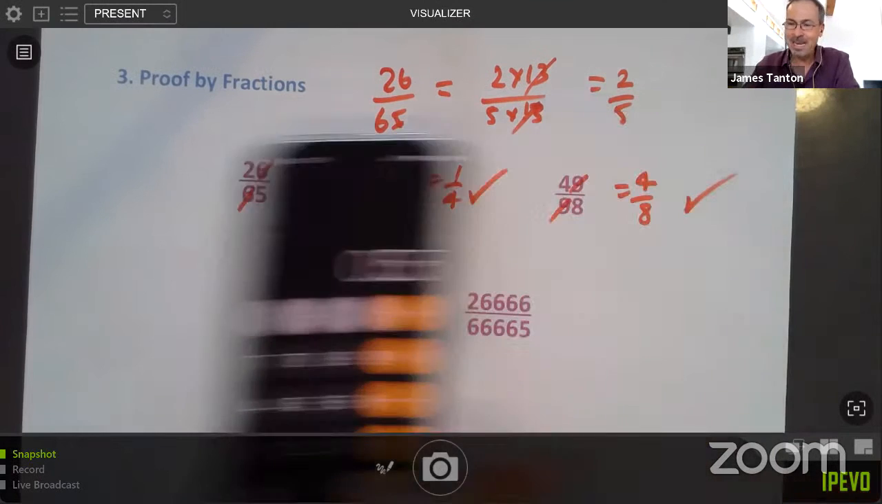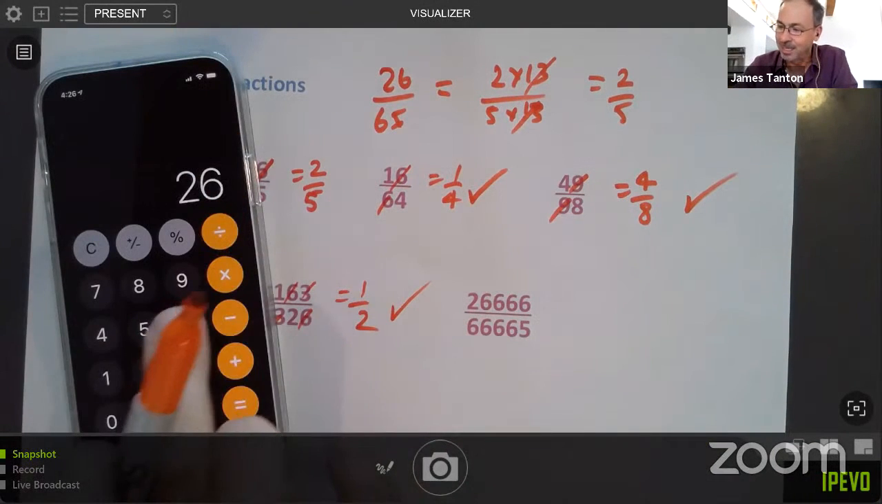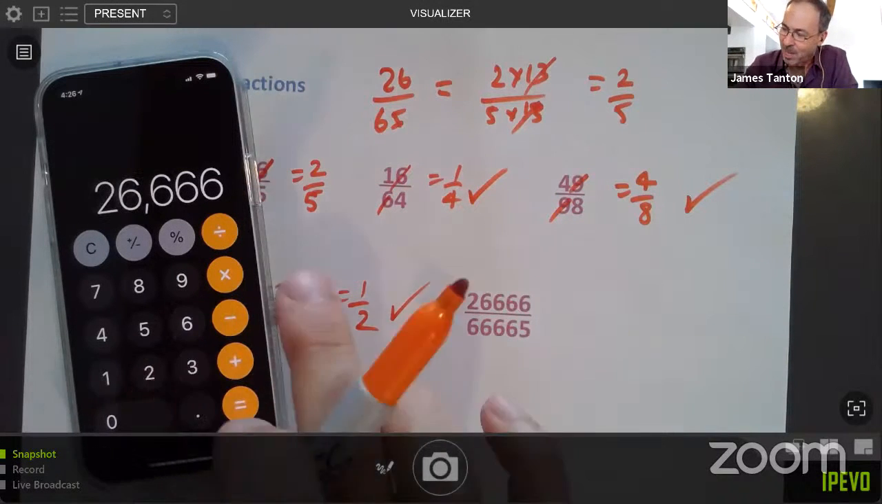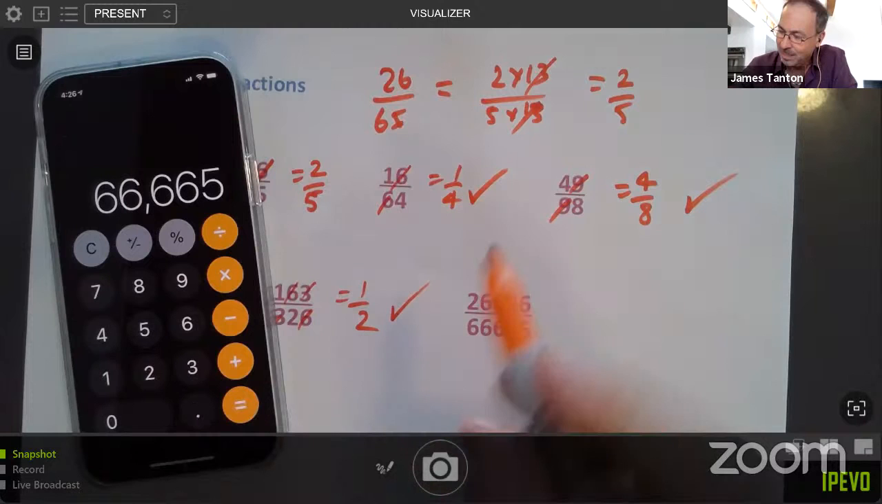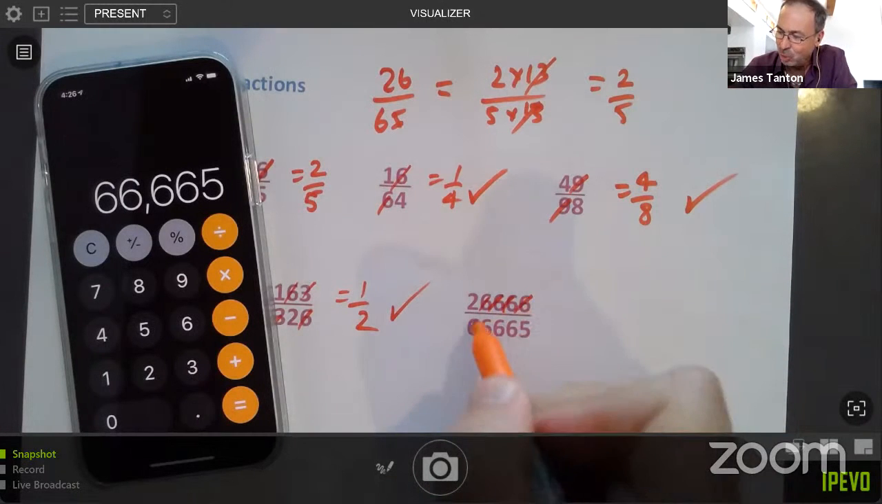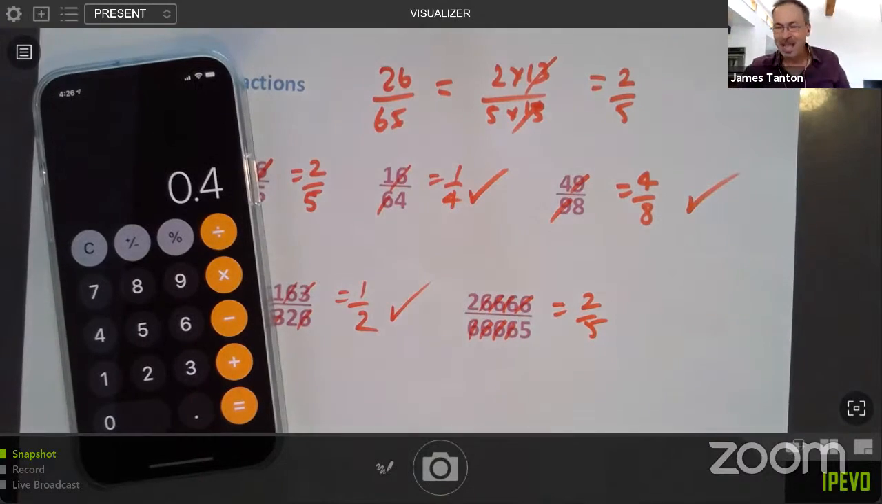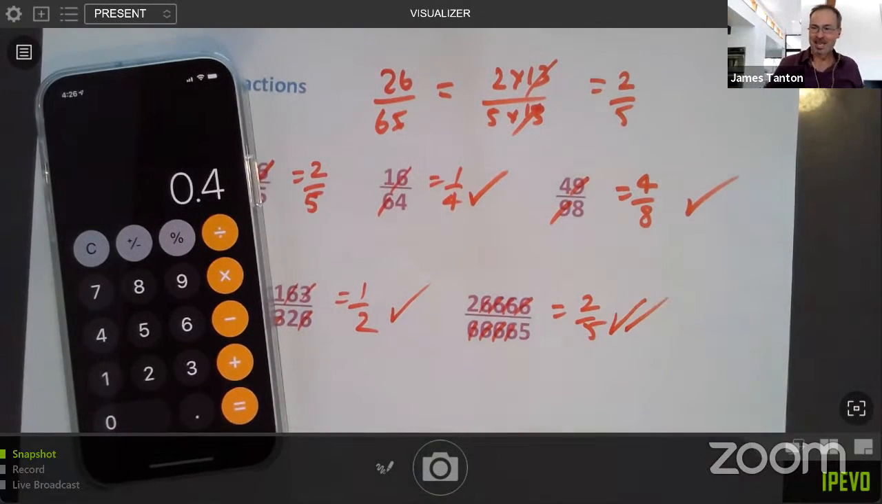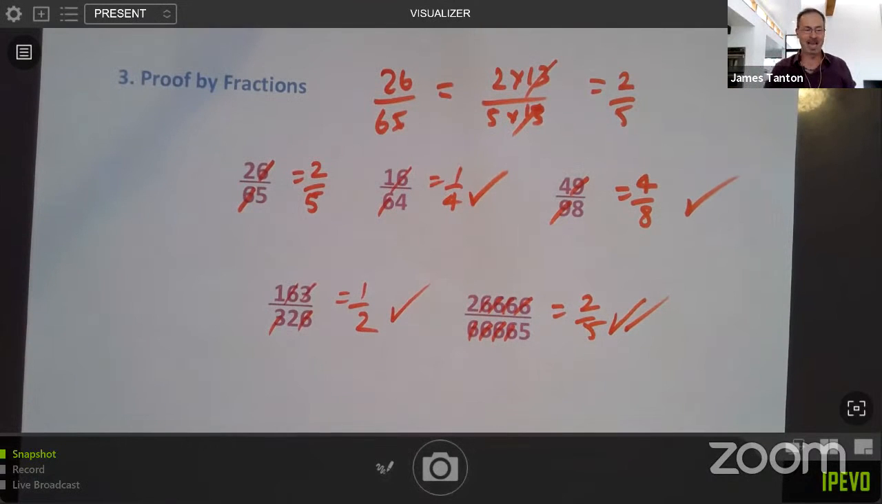Whoa, if you start repeating numbers, so I did something crazy, let's clear. 26666 divided by 66665. Cross out the 6's, I claim it's 2/5. It should be 0.4. It is! People don't realize that in base 10, you can just cross out 3s, 6s, and 9s, and all is okay. So let me have fun with that.